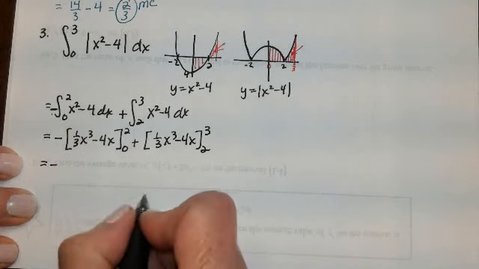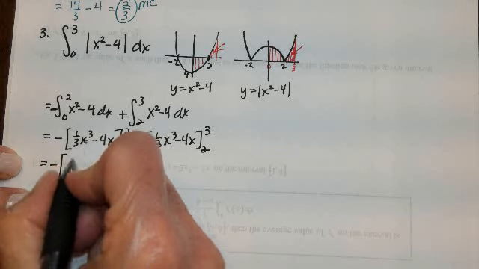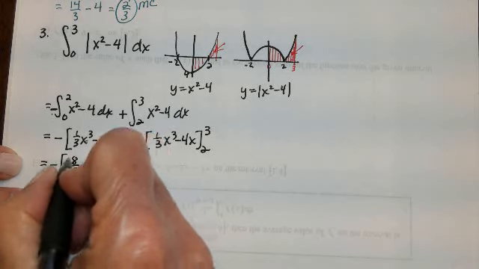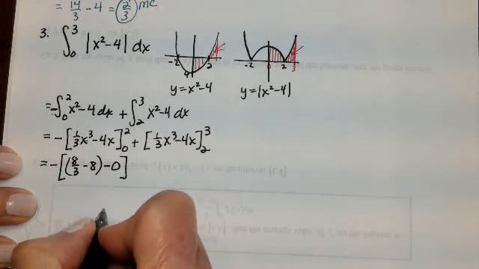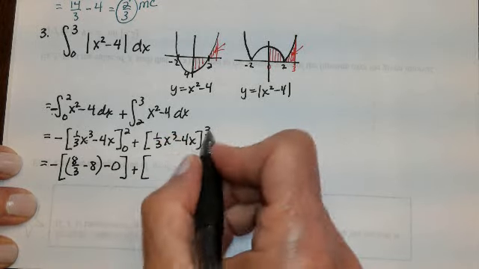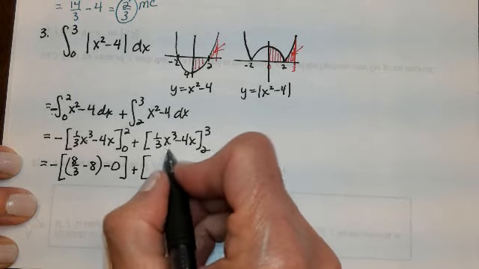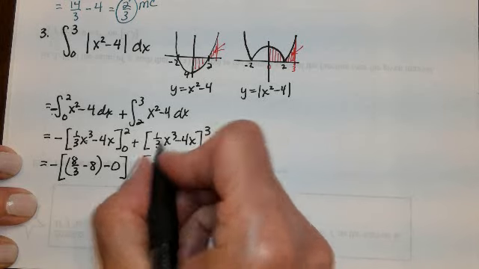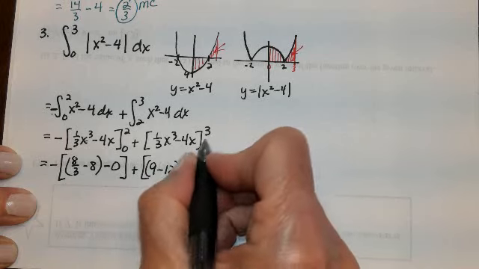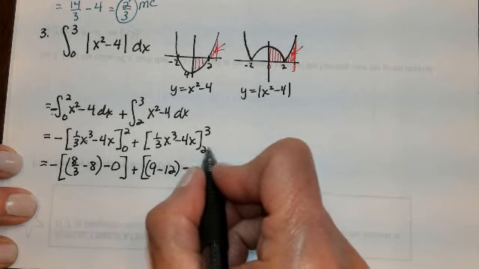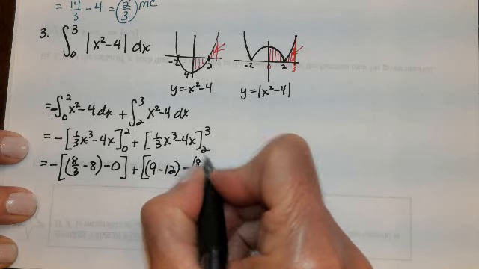So now it's plug-in time. Well, when we plug the 2 in for x, we're going to get 8/3 minus 8. When you plug the 0 in for x, we just get 0. When we plug 3 in for x, we have x cubed over 3, which is just x squared, or we have 3 cubed over 3, which is just 3 squared, or 9, minus 12. And then remember, you always subtract what you get when you put the 2 in, the bottom boundary in. So this will be 8/3 minus 8.